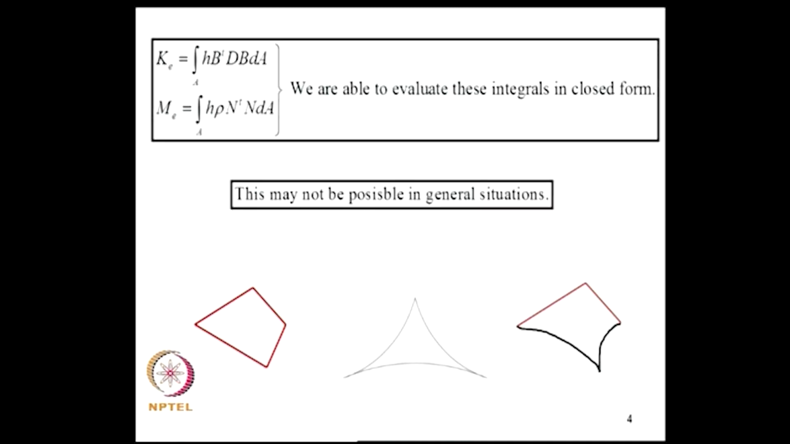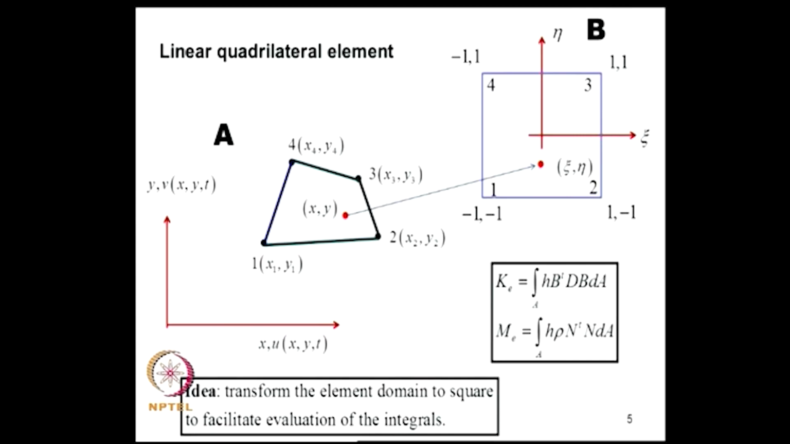Now, in the examples that we have considered so far, it has been possible for us to evaluate these integrals in closed form, but this may not always be possible. For example, if you have a quadrilateral element or a triangular element with curved edges, or a quadrilateral element with curved edges like this, evaluation of these integrals will not be straightforward. So, it becomes necessary to deal with 2 complexities. One is the complexity associated with the geometry and the other is the complexity associated with evaluation of these integrals. These 2 issues we will try to take a look at in today's class.